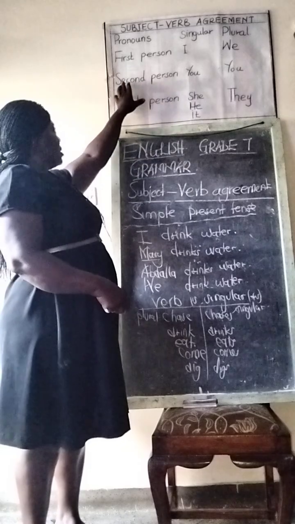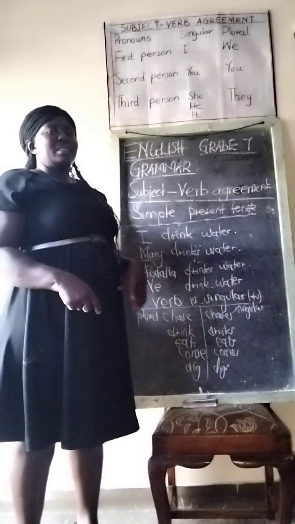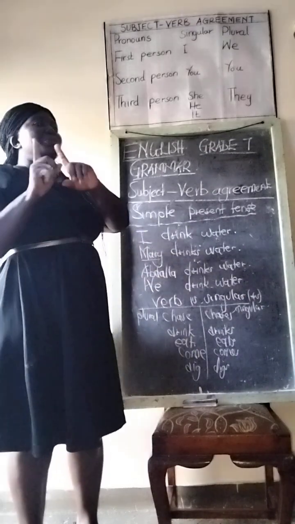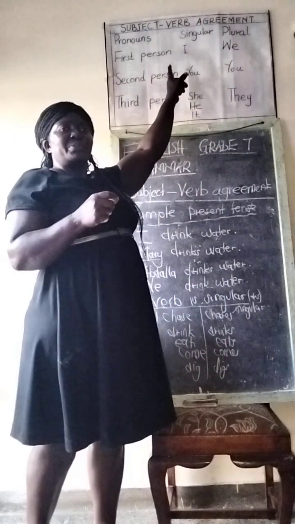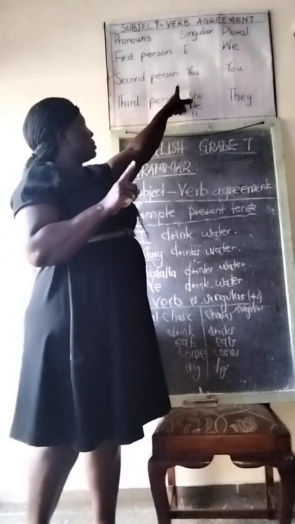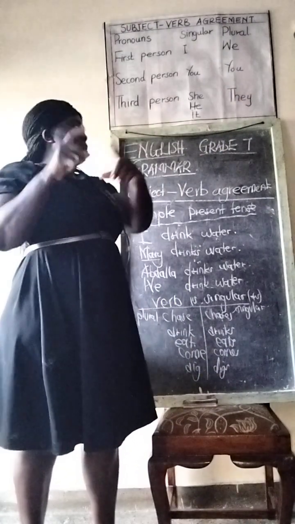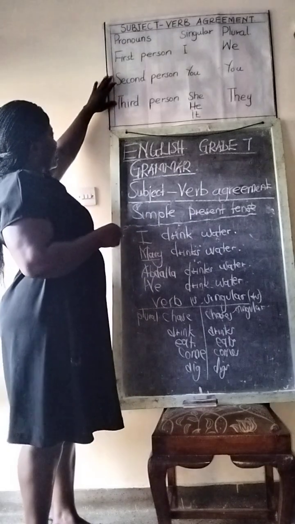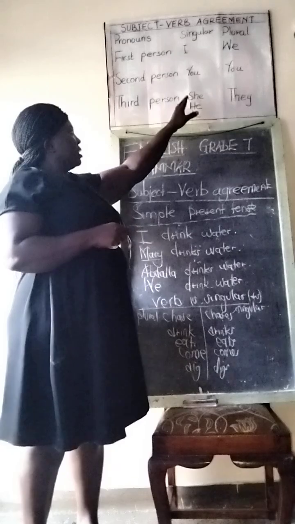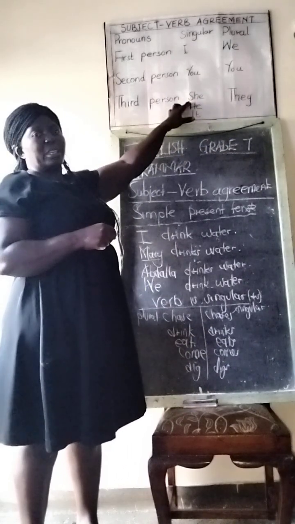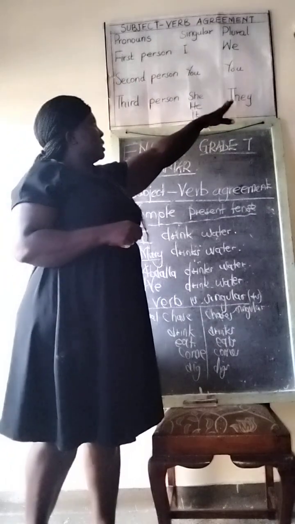When I want to talk about you, let's say you are with your friend or with your parents, I will still say you, but now you are two. So that's why you have second person plural pronoun you, when I'm referring to many of you. Then we have third person singular pronoun. Here is where we have she, he, it. Third person plural pronoun is they.